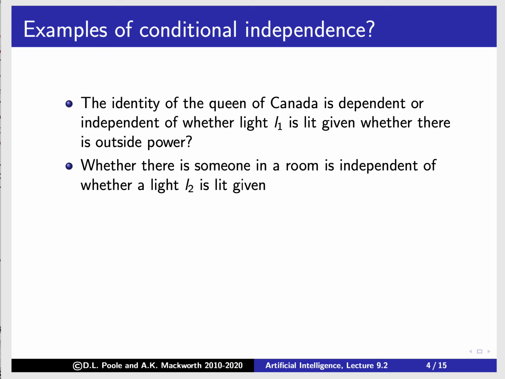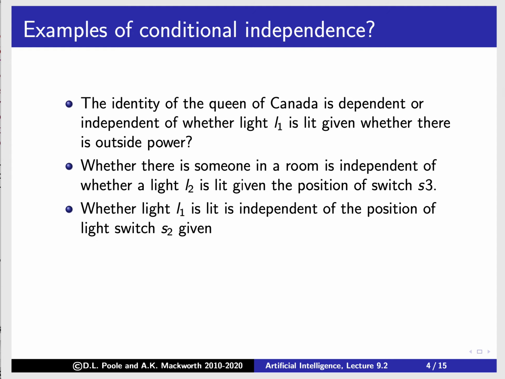Whether someone in the room is independent of whether the light L1 is lit, given what? Think about how someone affects the light being lit. Whether the light's on or not is certainly not independent of whether there's someone in the room, because they're very highly correlated. However, you would expect that, given the position of the switch, it's independent. The way the person affects the light is through the switch position. But if we knew the switch position, then whether they're in the room or not is irrelevant.